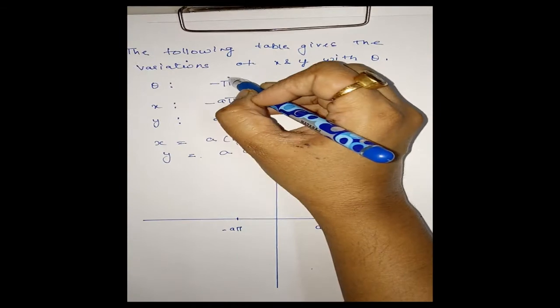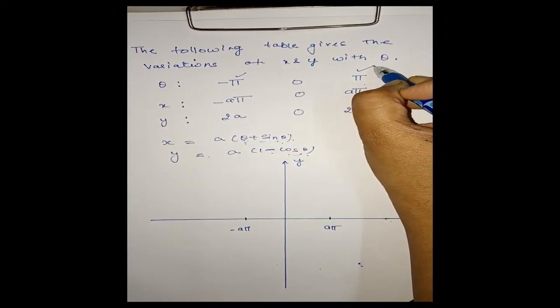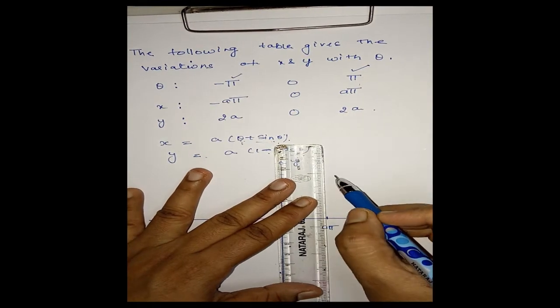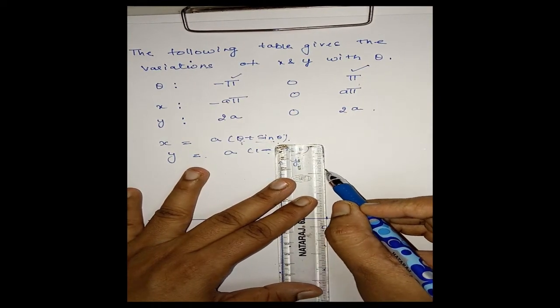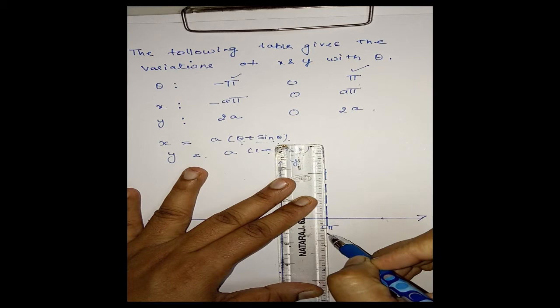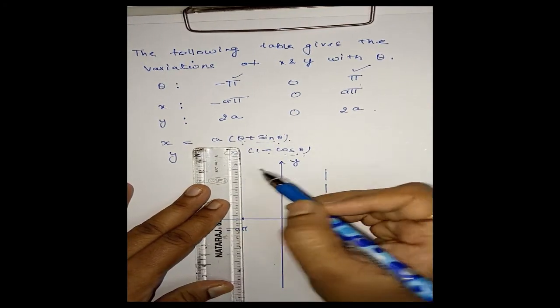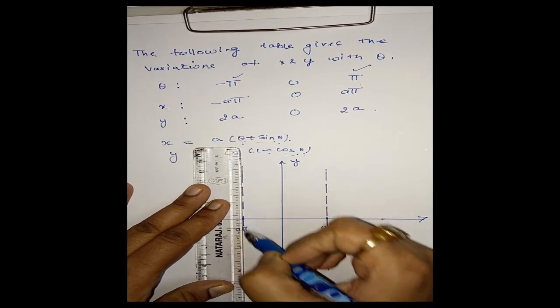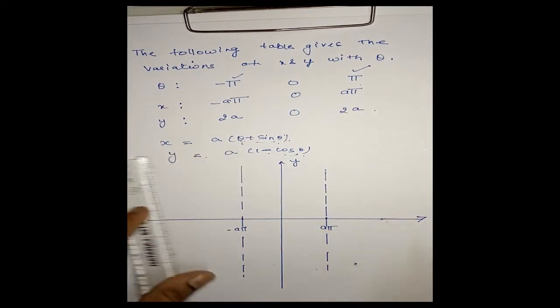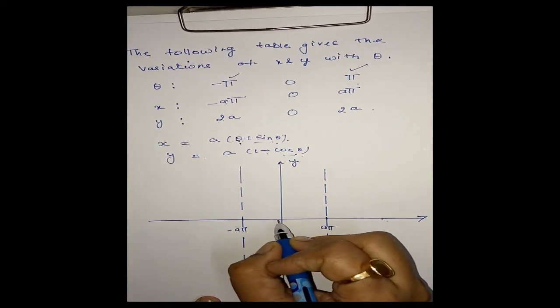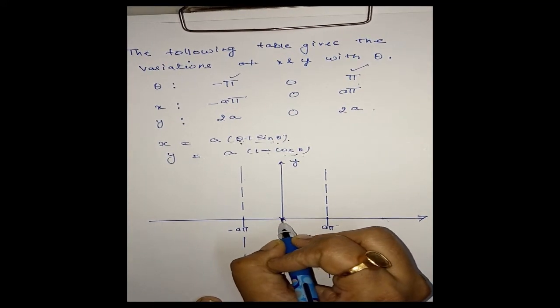And we know at these 2 points tangents are parallel to y-axis. Therefore, I can draw the tangents parallel to y-axis like this. This is my tangent parallel to y-axis and one tangent is parallel to y-axis at this point also. Now, these are the 2 tangents parallel to y-axis and at this point tangent is parallel to x-axis.